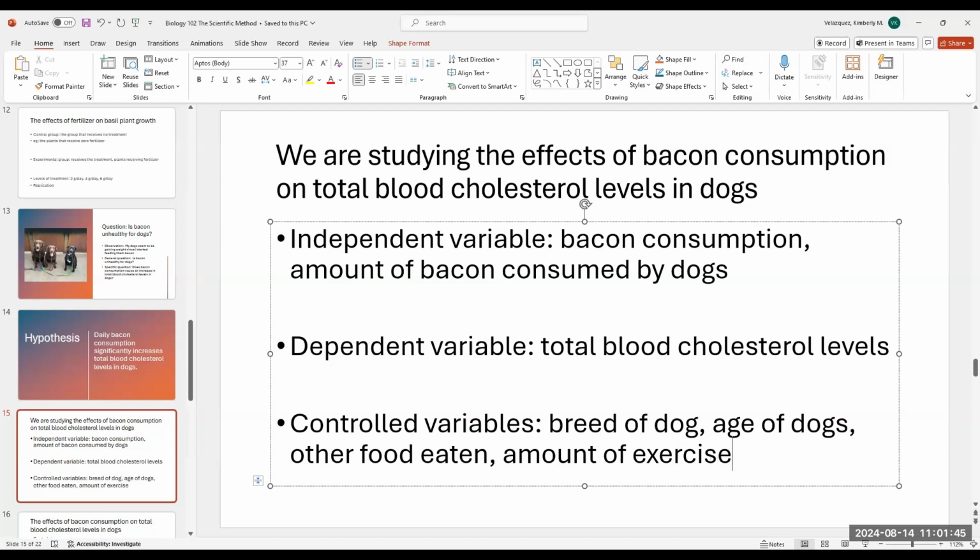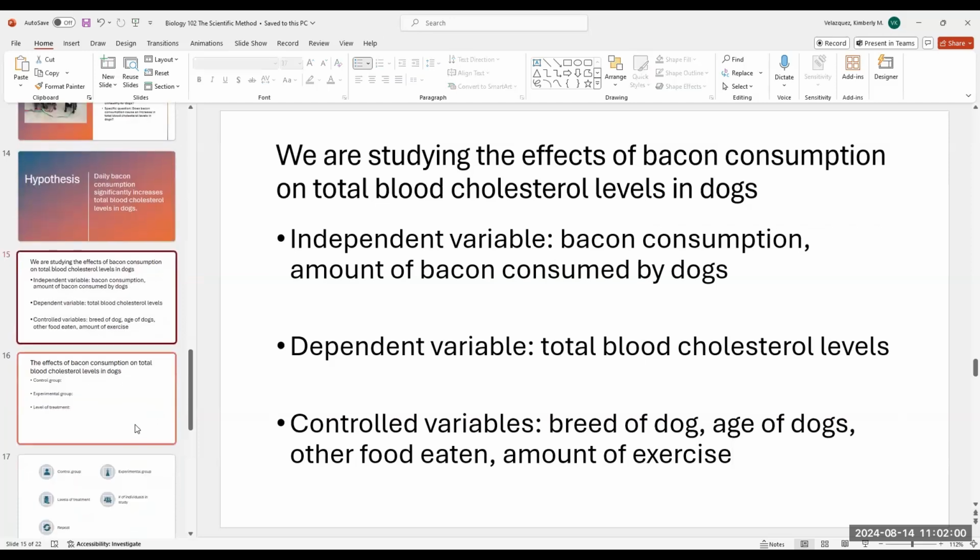So we could go on and on and on with these examples, but you really want to make sure everything you can possibly control is being controlled. And the only thing that differs amongst these dogs is the amount of bacon that they're eating. Again, pretty hard to do with living organisms.